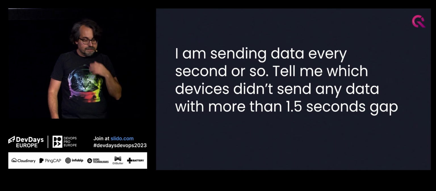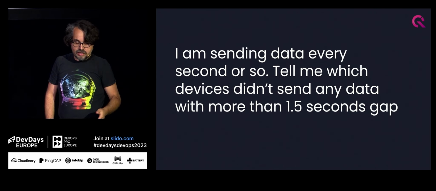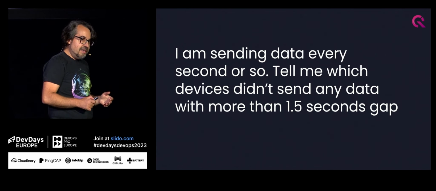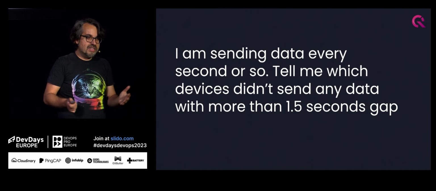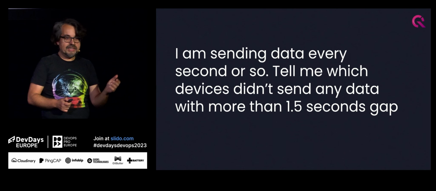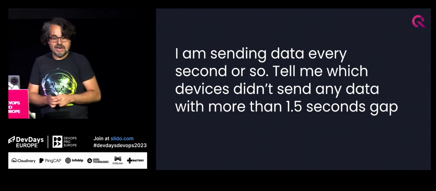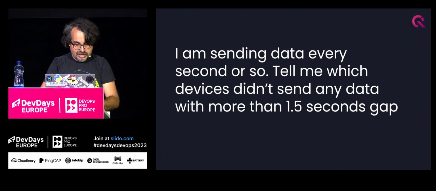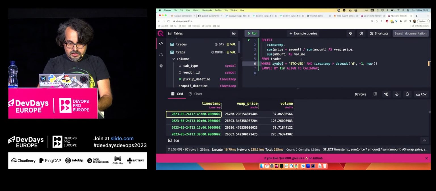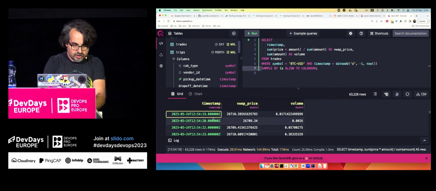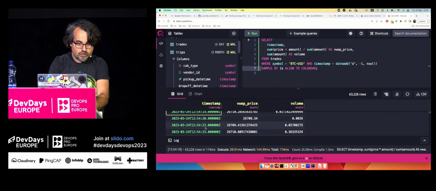So this is really the use case. I'm sending data every second or so. Tell me for which rows, for which devices, for which combination of columns, I haven't seen data, in gaps of more than 1.5 seconds or something like that. I can use just the query I showed you, SAMPLE BY. I'm going to sample in 1 second intervals, and you will see some seconds are missing. For example, second 21 is not here, so I'm getting data every second or so.